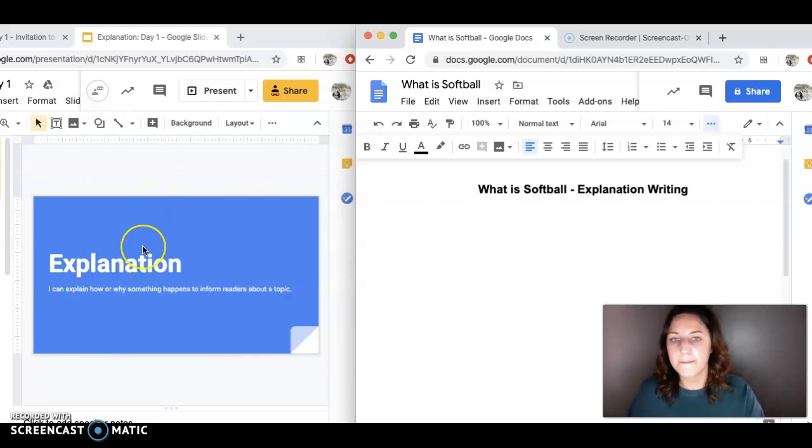So, what is an explanation? And why would an author write this? An explanation is to explain how or why something happens and to inform a reader about it.